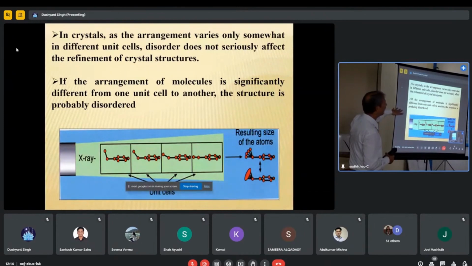If in the first unit cell your phenyl ring is like this, in the second unit cell it is rotating like this, in the third it is rotating like this, and in the fourth it is rotating like this, then your whole molecule is disordered.